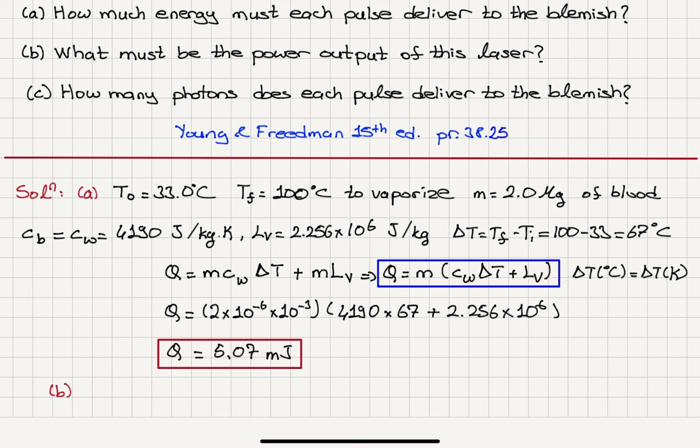Now let's look at part B. What must the power output of this laser be? Well, the power output is equal to the energy that we supply during a pulse duration of delta t. So it's Q divided by delta t. So the power output is equal to mass of the blood, specific heat of water, delta T plus latent heat of vaporization divided by the pulse length, delta t.